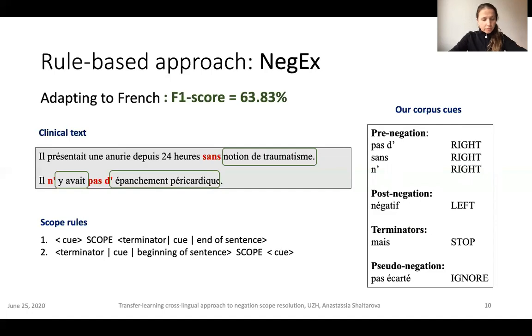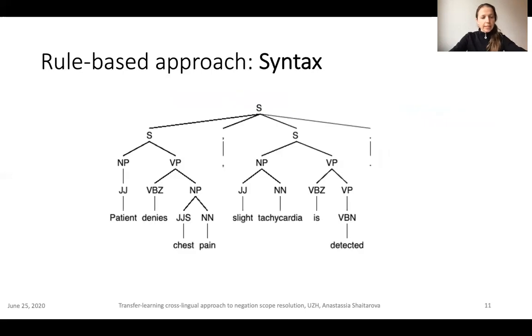Of course, even with all the cues available, the definition of scope is just too rigid. To solve this issue, people have used syntactic methods, for example, the traversal of constituency trees. It was established also that true negation scope tends to trace the boundaries of a constituent. Here we have a sentence. Patient denies chest pain. Slight tachycardia is detected. Denies is our cue. NegEx would have marked everything after denies as scope, which is wrong.